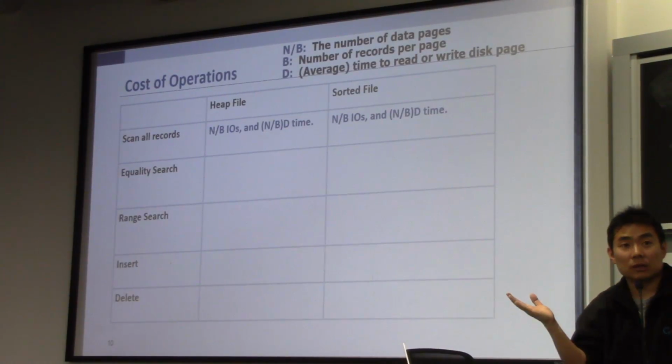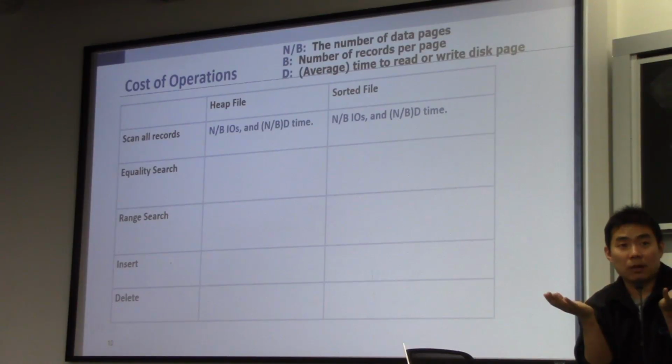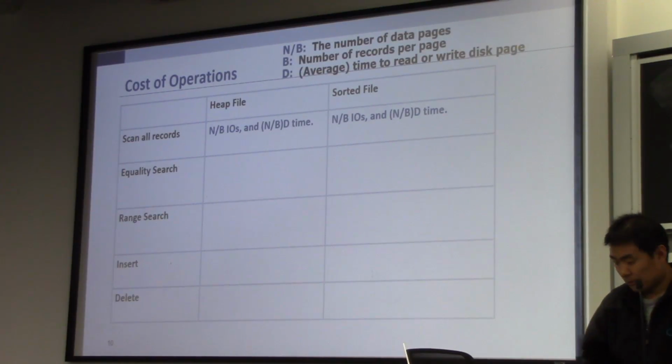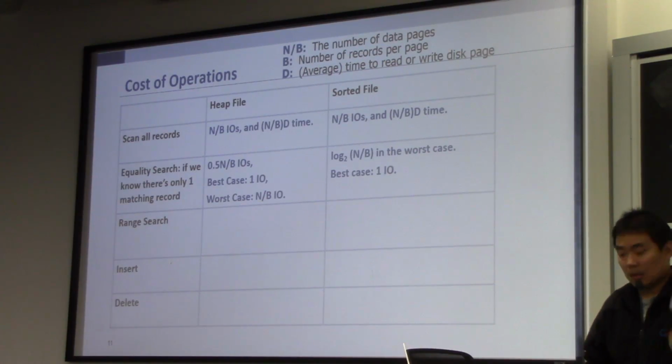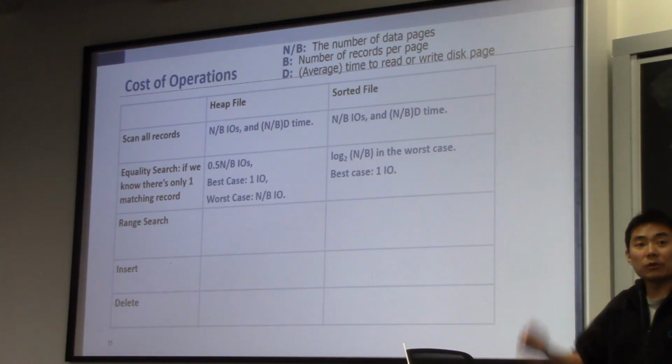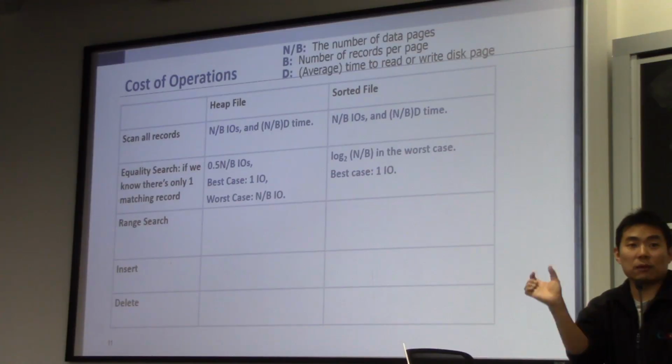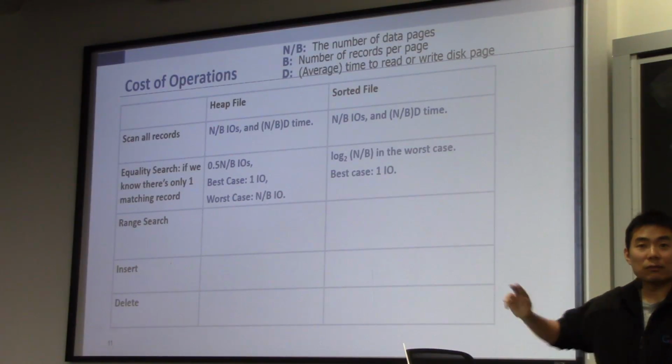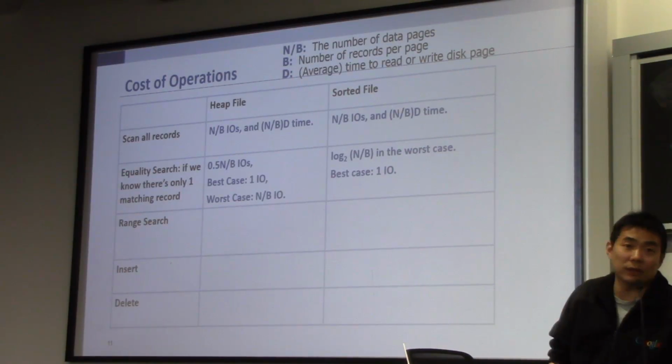Average case is what? 0.5, half of N over B blocks. Does that make sense? What about sorted files? Well, you can essentially do a binary search over the blocks you have. For that reason, it's simply log 2 of N over B.